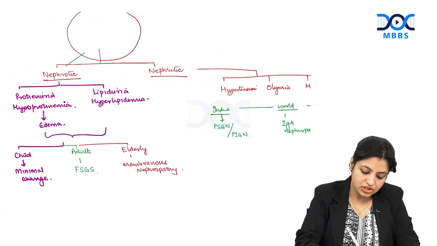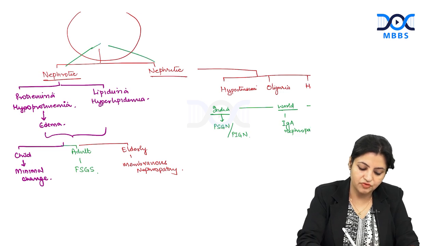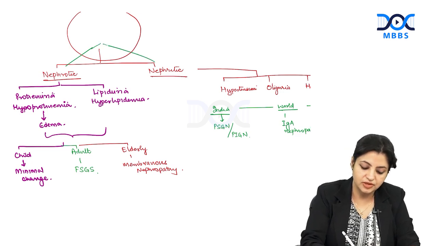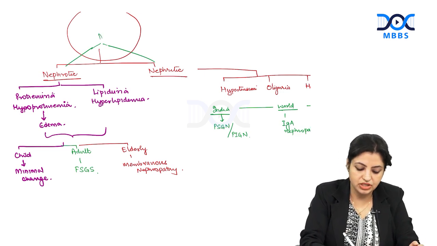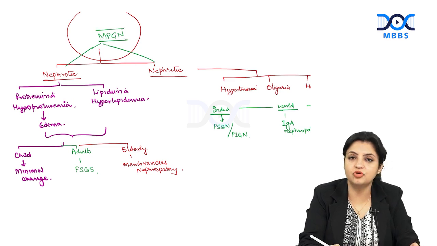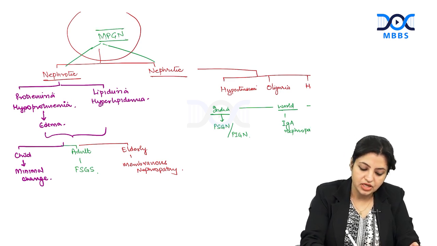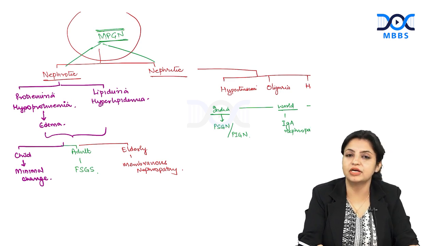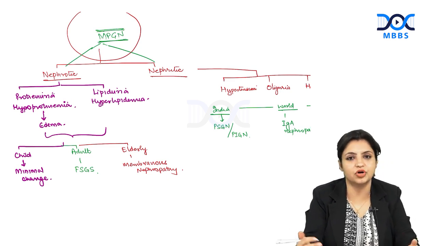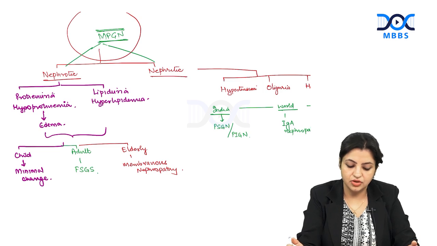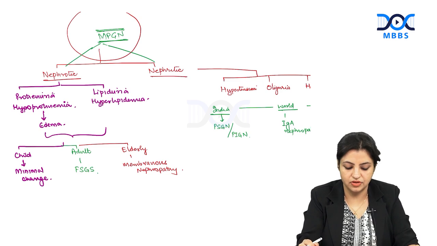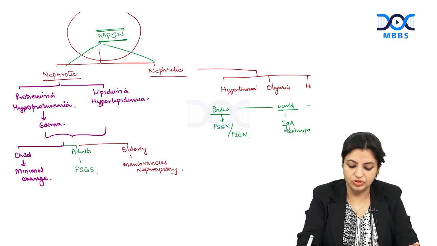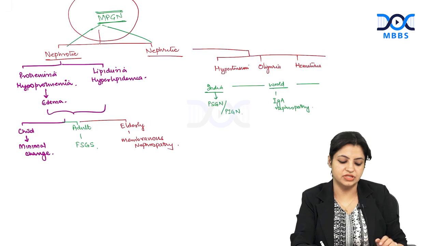Now, what are the diseases which manifest with both nephrotic and nephritic complexes? You have to remember that the combination of these two is seen in a disease called MPGN. This is called membranoproliferative glomerulonephritis. Membranoproliferative glomerulonephritis usually presents with the nephrotic and nephritic complexes together. So, that's what you have to remember. This is how we classify the glomerular diseases.